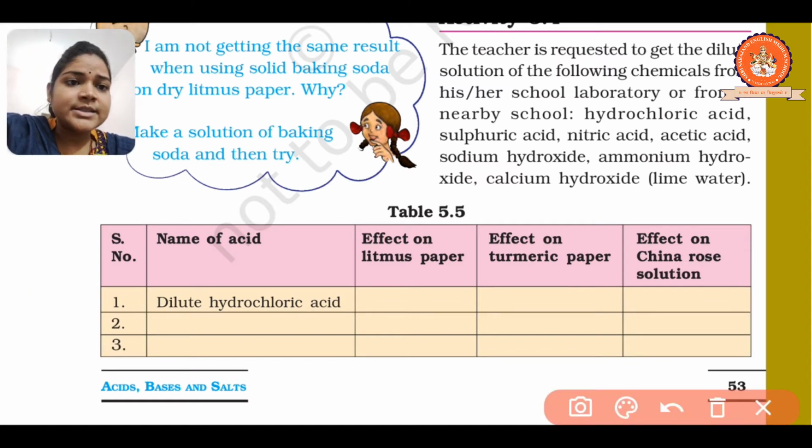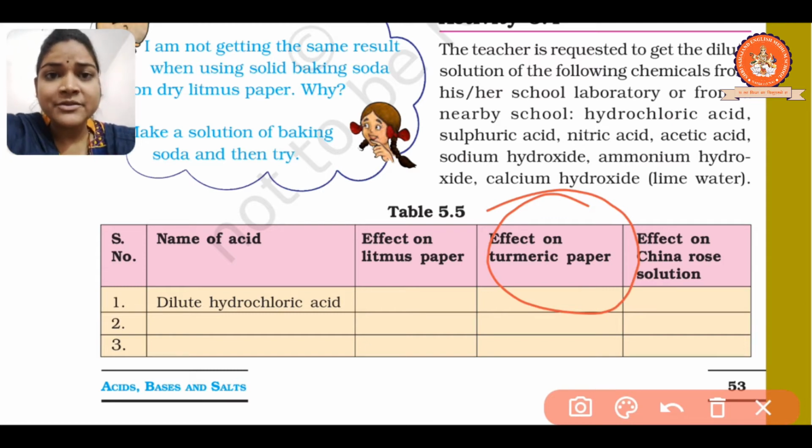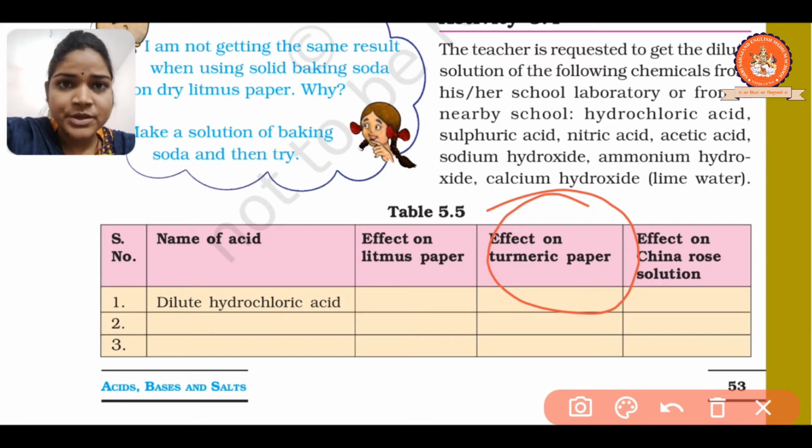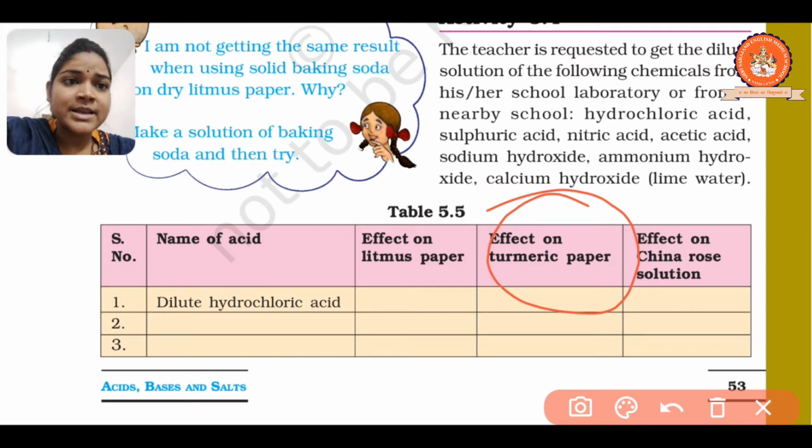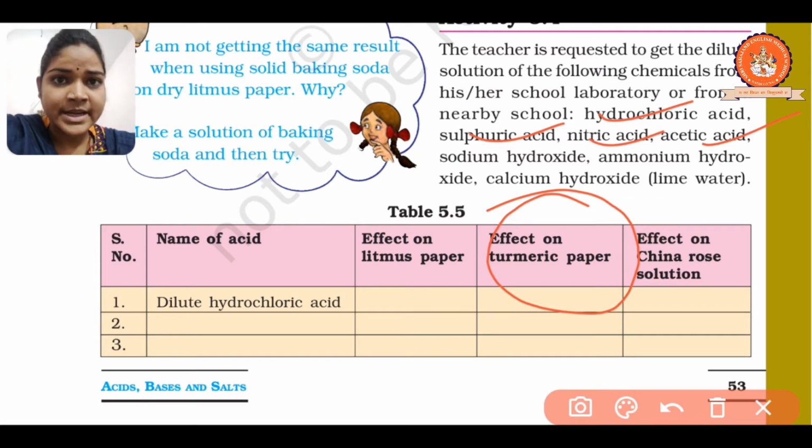Now we discuss the effect on turmeric paper. So in activity 5.2, we all observed that if the solution is acidic in nature, there is no change in color, and if the solution is basic in nature, it turns red, right? So here you know very well that hydrochloric acid, sulfuric acid, nitric acid and acetic acid are all acidic in nature.